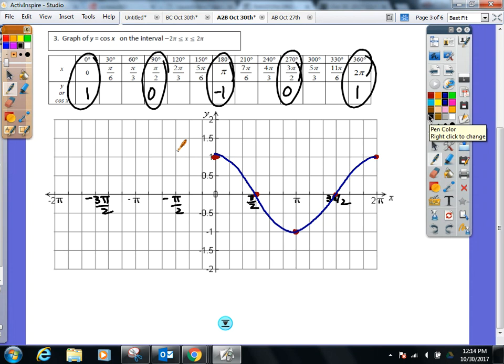Some people refer to it as the U. Cosine looks like U, the letter U.